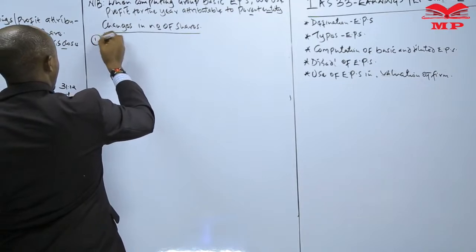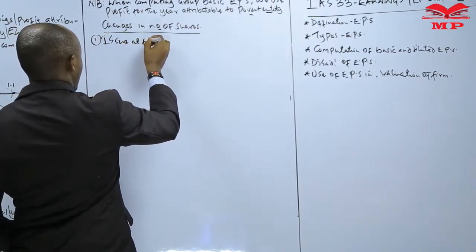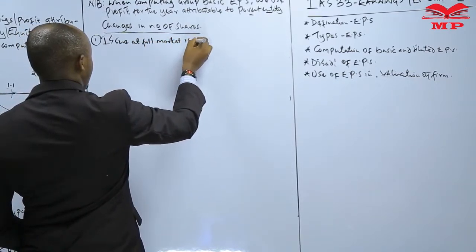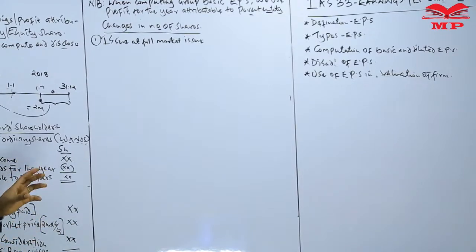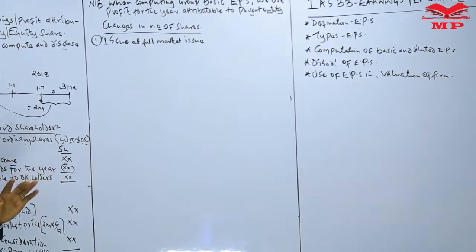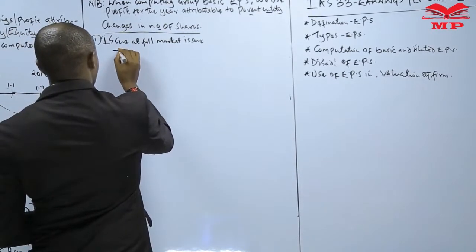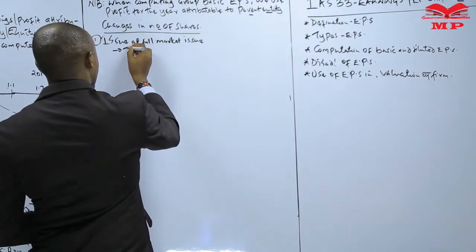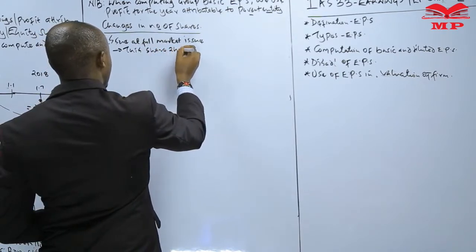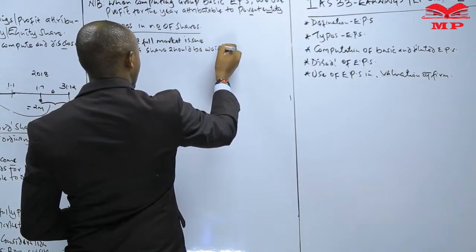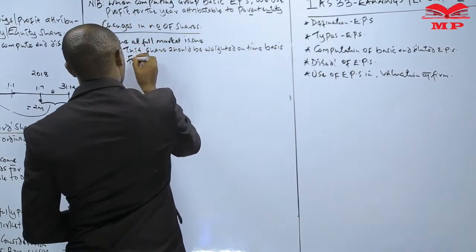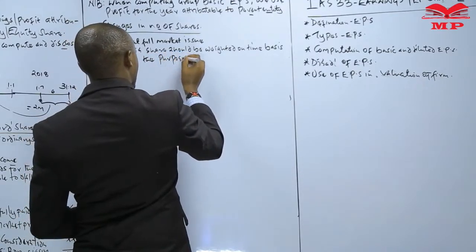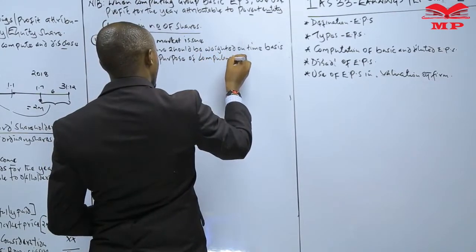One, we have an issue at full market price. When we talk about an issue at full market price, this is whereby the company will issue additional ordinary shares in the course of the year. Those shares issued at full market price will be weighted on a time basis for the period they were outstanding in the course of the year. So these shares issued at full market price should be weighted on a time basis for the purpose of computing the weighted average number of shares.